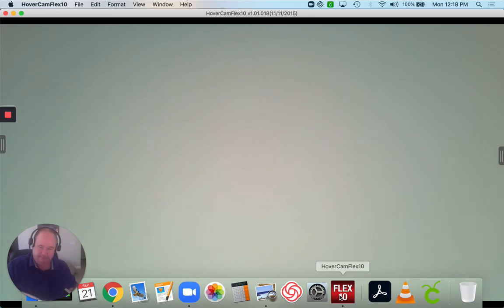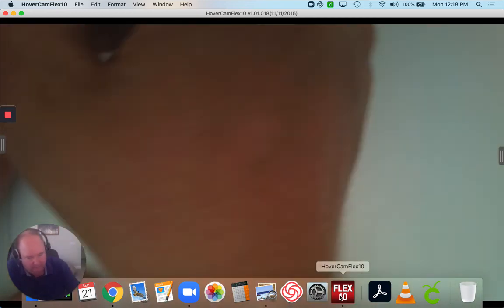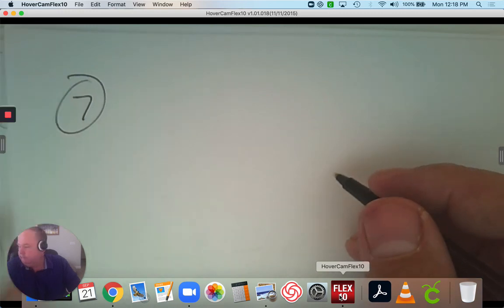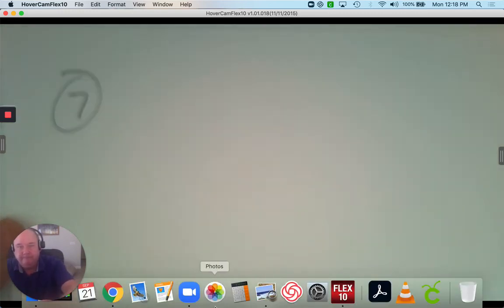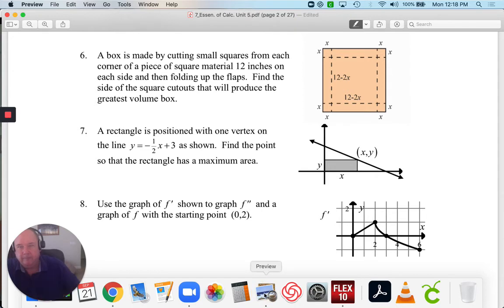Number 7. In number 7, you have a graph, and it says a rectangle is positioned with one vertex on the line, and it's y equals negative 1/2 x plus 3. Find the point so that the rectangle has a maximum area. So my primary for a rectangle is length times width, which is x times y. But I'm also told that y equals negative 1/2 x plus 3.